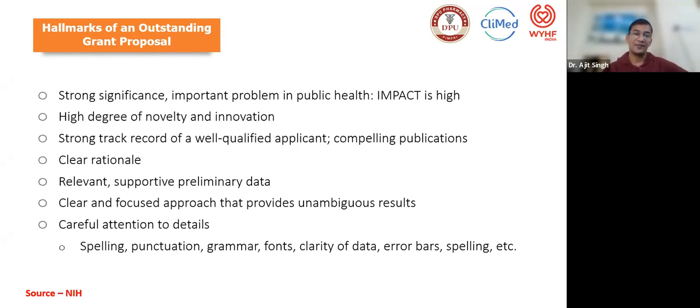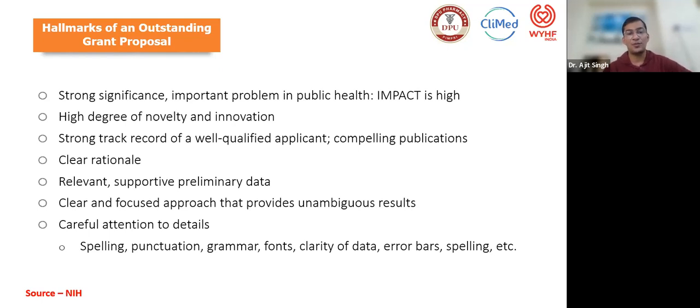Eligibility criteria. Then a clear rationale, clear justification, novelty, and the methodology. Clear rationale means clear justification must be there. And then relevant and supporting preliminary data. If your proposal has good literature support, then it is an outstanding grant proposal. Then a clear and focused approach that provides unambiguous results. That's important. You should not be ambiguous when you're writing things.